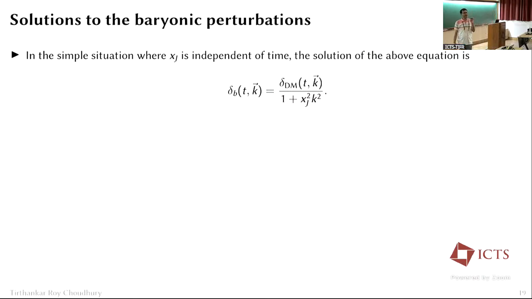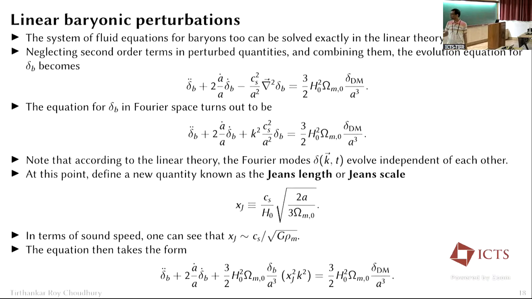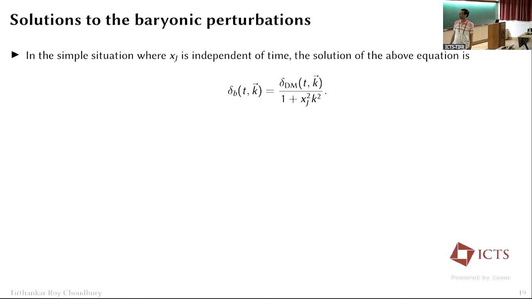The thing is the solution of this equation. For the moment, just assume that the Jeans scale is independent of time. It is never independent of time, but just for the sake of argument, assume that, because only then you can solve this equation analytically. Otherwise, you can solve it, but you have to write a small code to do that. This is how the solution will look. The baryonic fluctuations are given by the dark matter fluctuations divided by a factor which has this Jeans scale appearing.